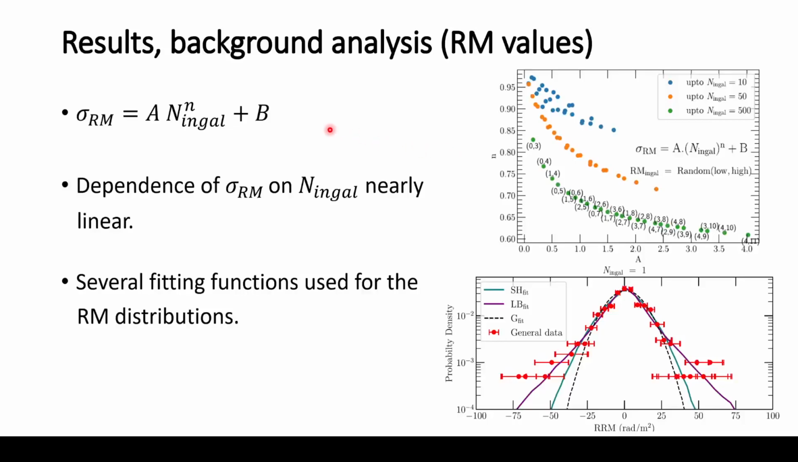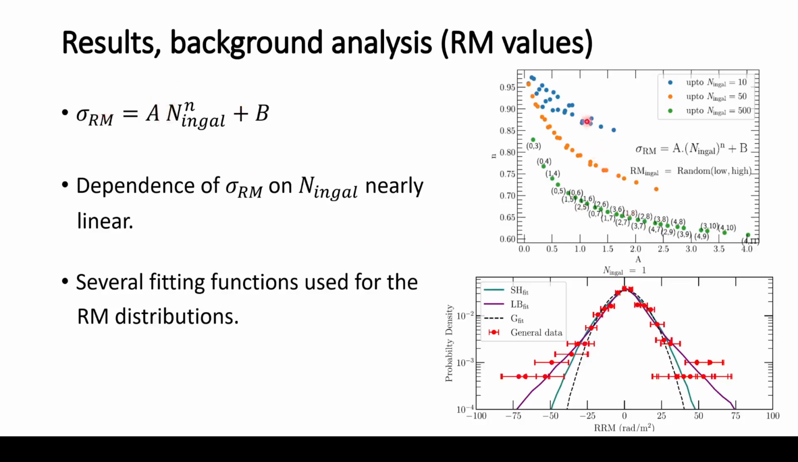Before we use the morphological classification between spiral and elliptical galaxies, we explore some general properties of the rotation measure distribution from the background polarized sources. It is expected that as the number of intervening galaxies increases, due to an increase in the rotation measure fluctuations, the standard deviation of the rotation measure distribution from the background polarized sources would also increase. Thus, we assume a power law dependence of sigma Rm on the number of intervening galaxies.